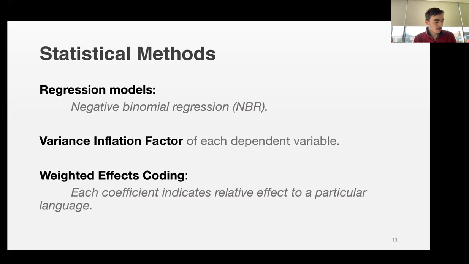And they also used a variance inflation factor to make sure that excessive multicollinearity may not be an issue. And as for the coding, they wanted to make sure that each coefficient was related to a particular language. So they used something that is called effects coding. And since each language had a different number of projects associated with it, they used a weighted effects coding to consider that.